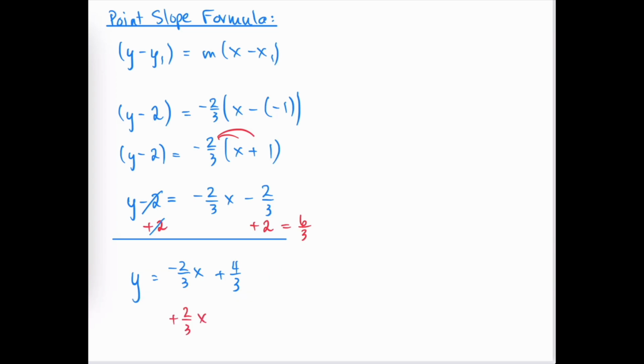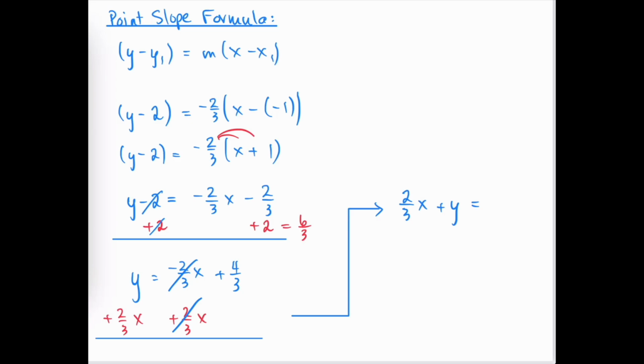The only thing that we need to do now is to add 2/3 x to both sides so that our x term and y term are together on one side of the equation. Now what we have is 2/3 x plus y, and on the right-hand side, the only thing that remains is 4/3. And so we say now this is the equation of our line in general form.